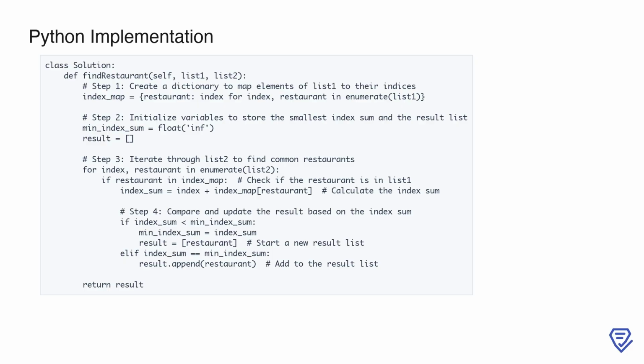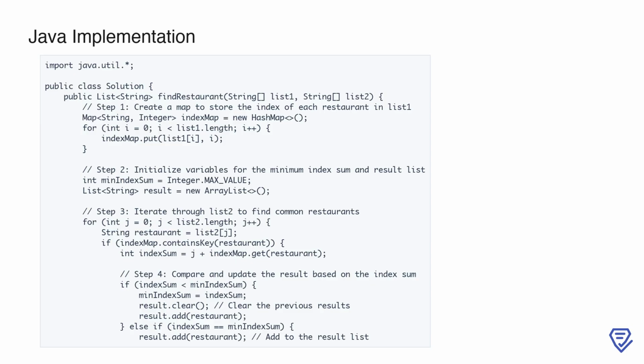all tied restaurants. Here, we start by importing the necessary Java utilities. Then, we define the class Solution and the method findRestaurant, which takes two string arrays, list1 and list2, as inputs. The goal is to find the common restaurants with the smallest index sum. First, we create a hash map called indexMap to store the restaurants from list 1 along with their indices. This allows us to quickly check whether a restaurant from list 2 exists in list 1 and retrieve its index efficiently.